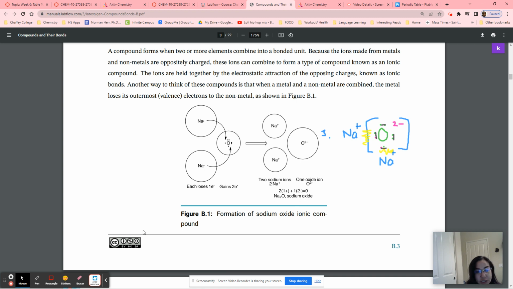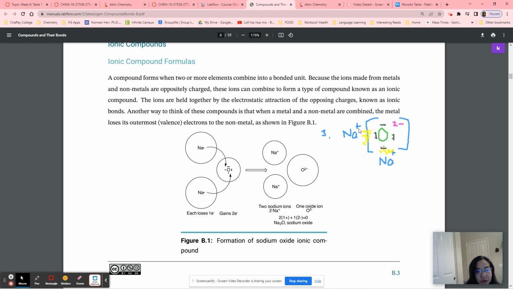The oxidation states of each: sodium has an oxidation state of +1 and oxygen has an oxidation state of -2. We're going to have 2 sodiums for 1 oxygen.